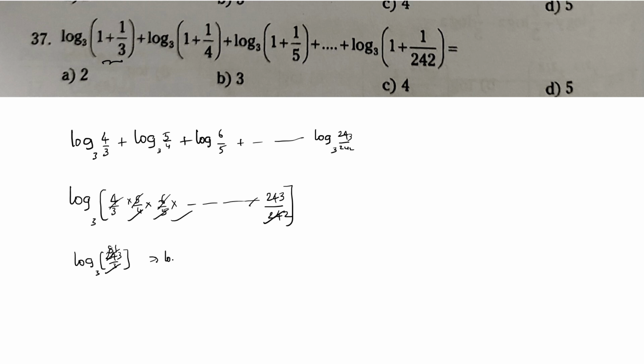So log 81 to the base 3, and 81 can be written as 3 power 4 to the base 3. This 4 will come front side and will become log 3 to the base 3, which will become 1. 4 1s are 4 is the answer.